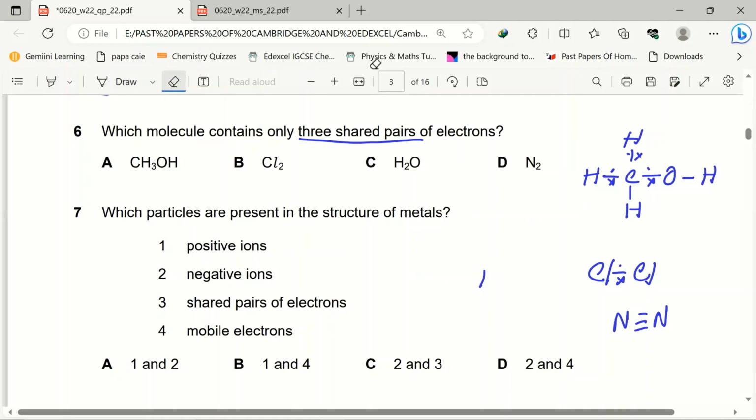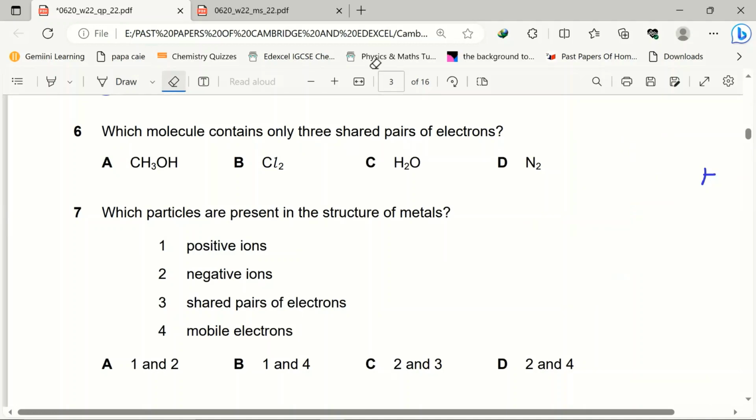Great. Number 7. In number 7, which particles are present in the structure of metals? Positive ions. We know metals are formed by a strong electrostatic force of attraction between positively charged metal ions and a negatively charged sea of delocalized electrons.